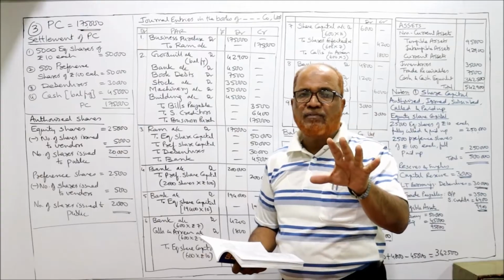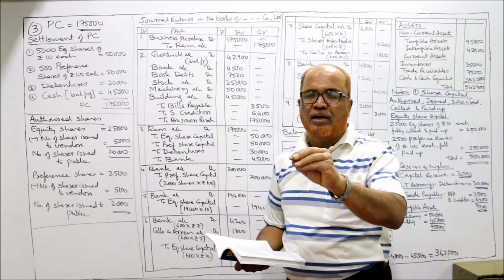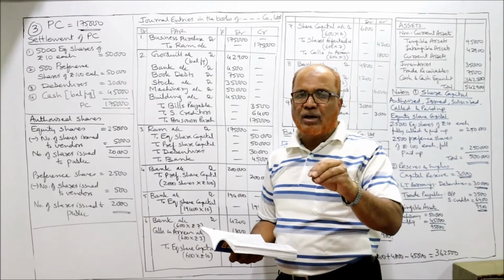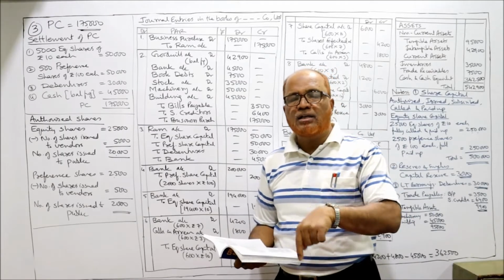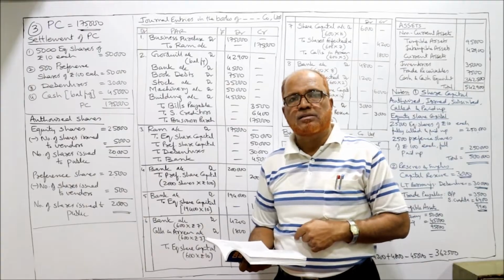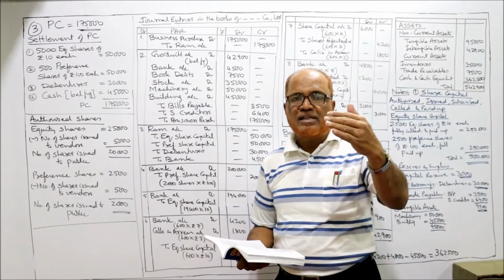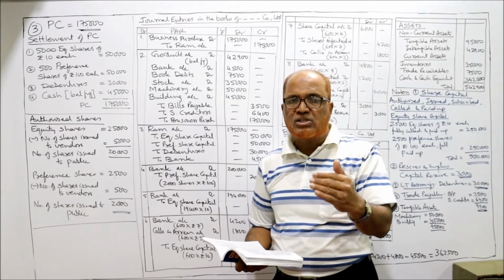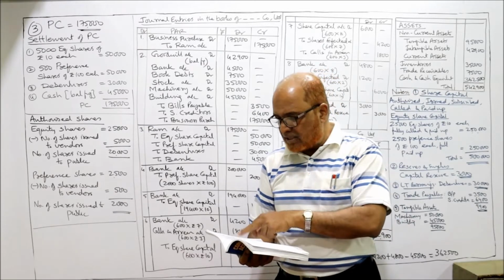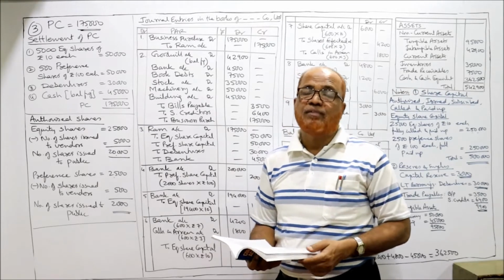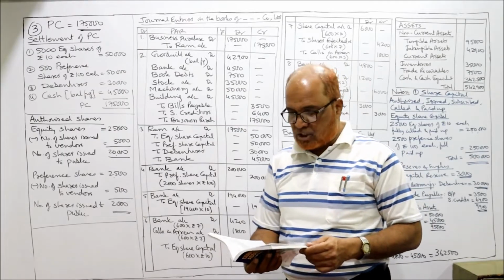In that 1,75,000, 50,000 rupees are paid through equity shares. 50,000 rupees are paid through preference shares. So 1 लाख हो गया. 30,000 rupees are paid through debentures. 1,30,000. So 175 minus 130 will get 45,000 rupees. That will be the balance paid in cash. So 45,000 rupees is paid in cash.